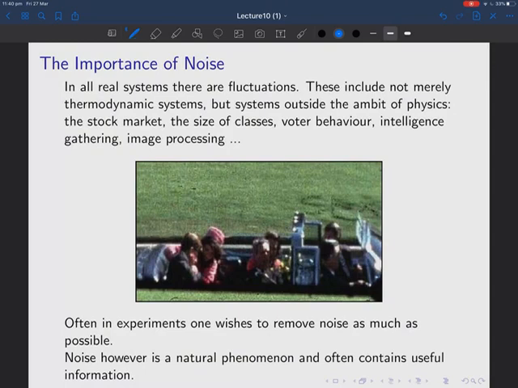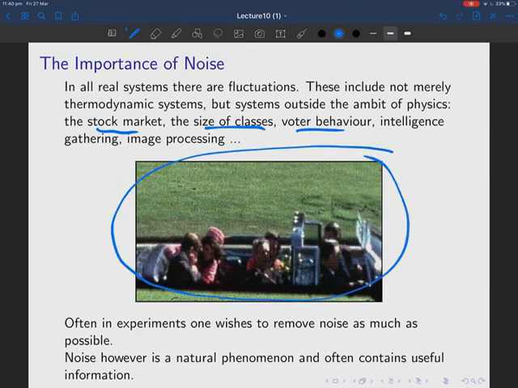Okay, so in almost all real systems, there are fluctuations. And these are not merely thermodynamic systems, but systems which are well outside of what you normally think of as physics. Things like the stock market, the size of classes, voter behavior, intelligence gathering, image processing. So I process this image, it's got an awful lot of noise in it. You want to say, well, can we get rid of the noise?